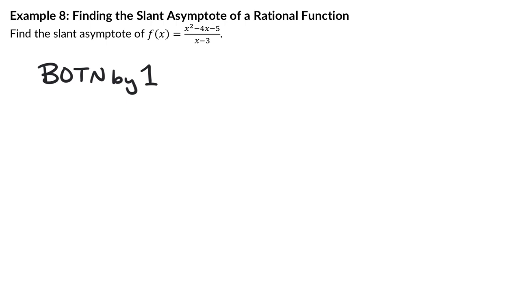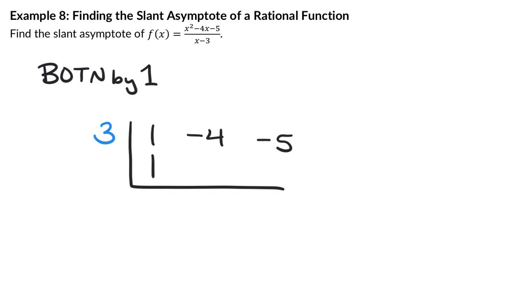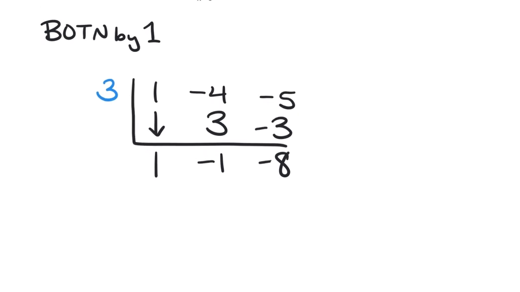What number do I put on the outside for my divisor? 3. What are the numbers for my dividend? 1, negative 4, negative 5. The steps were bring down, multiply, add, multiply, add. Why did I put plus? Isn't it negative? Yep, thank you so much. Nice. So again, in a division problem, you would have to include the remainder.